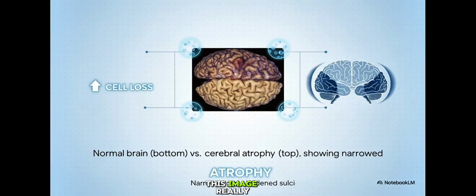And wow, this image really paints a stark picture of what atrophy looks like. Just look at the difference. On the bottom, you have a healthy brain. On top, the atrophic one. You can literally see how the gyri, those are the folds, have gotten super narrow, and the sulci, the grooves in between, are way wider. That's the direct result of losing brain cells.